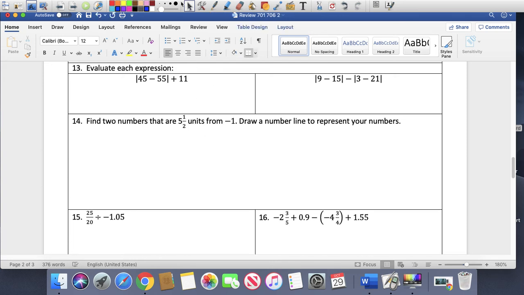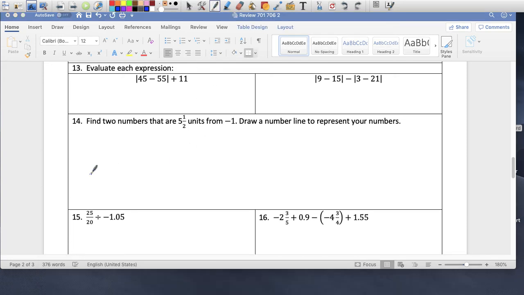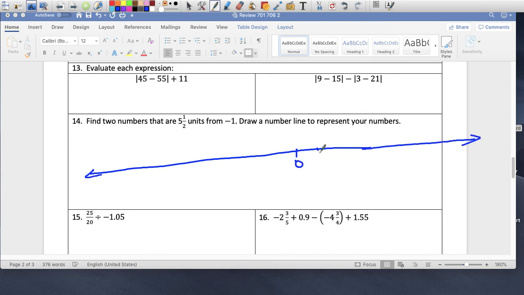Find two numbers that are 5.5 units from negative 1. So I'm going to draw a number line. An ugly one. Here's 0, 1, 2, 3, 4, 5, 6, 7, 8. Negative 1, negative 2, negative 3, negative 4, negative 5, negative 6, negative 7, negative 8. So let me label them. Here's negative 1, that's where you are.